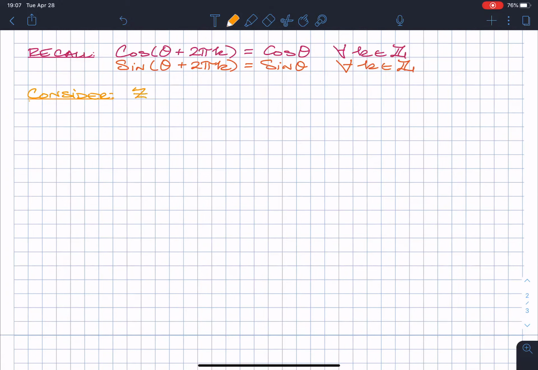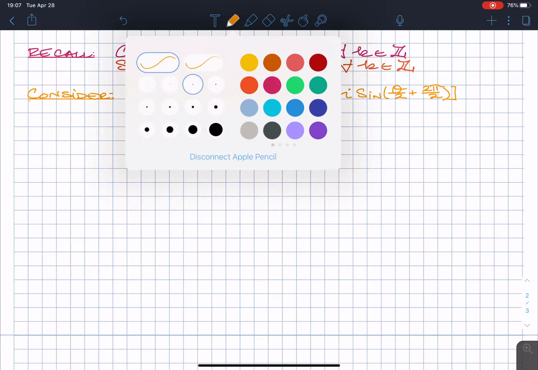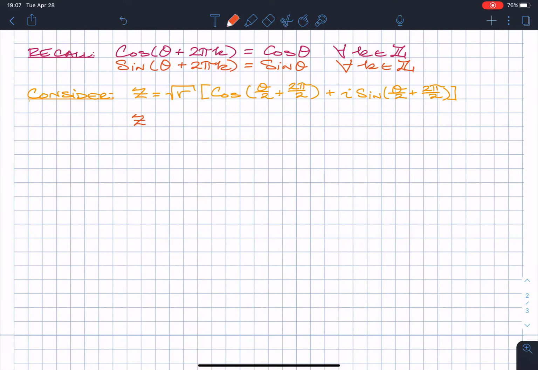z being equal to the square root of r times a quantity cosine of, let's do theta divided by 2, plus, to force the 2 pi, let's do 2 pi divided by 2, plus I times sine of theta over 2, plus 2 pi divided by 2. So why am I doing this? Well, let's see what happens if I evaluate z squared.